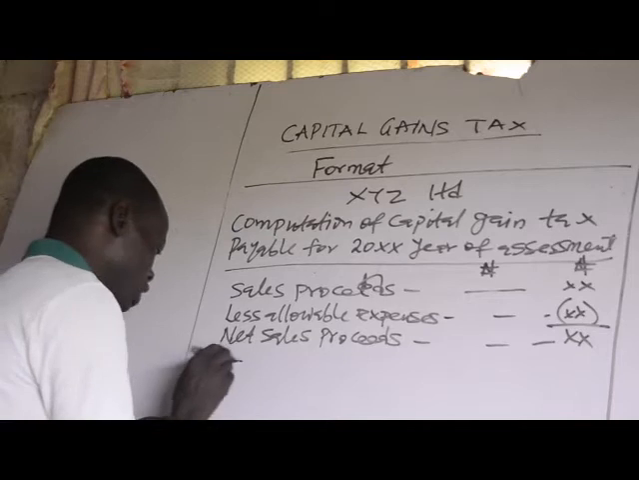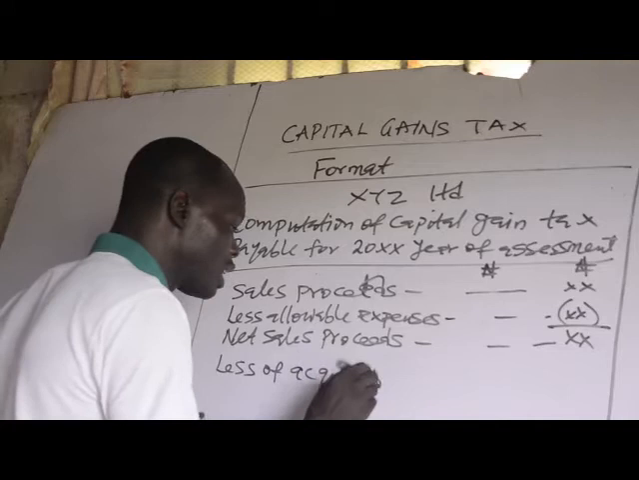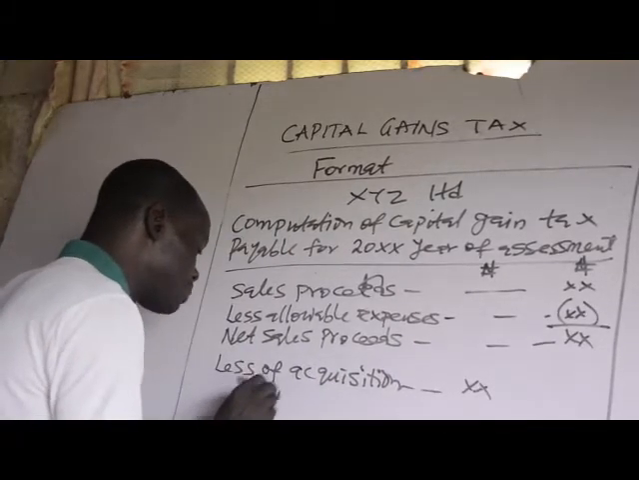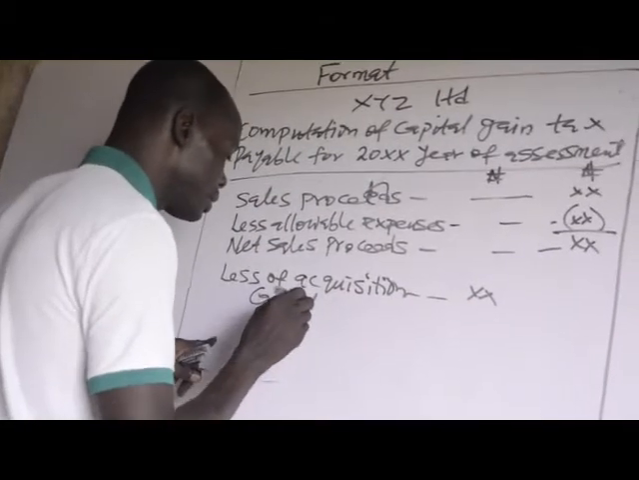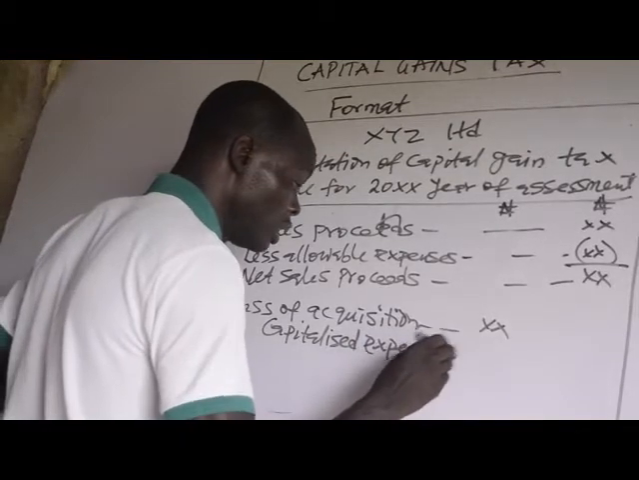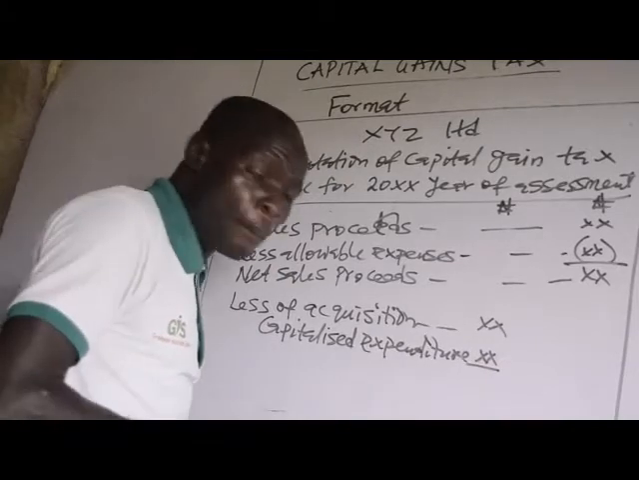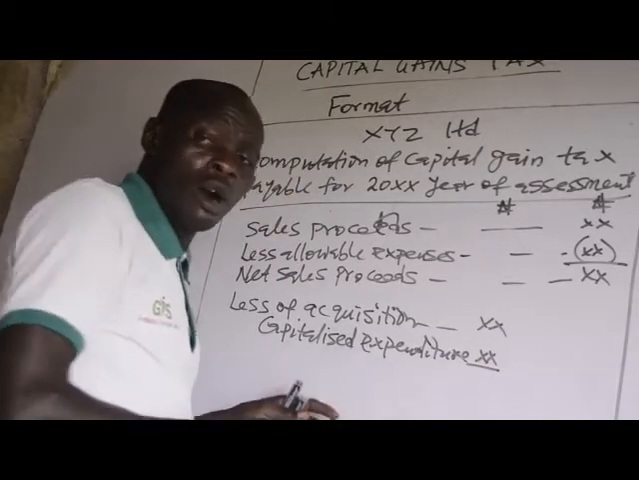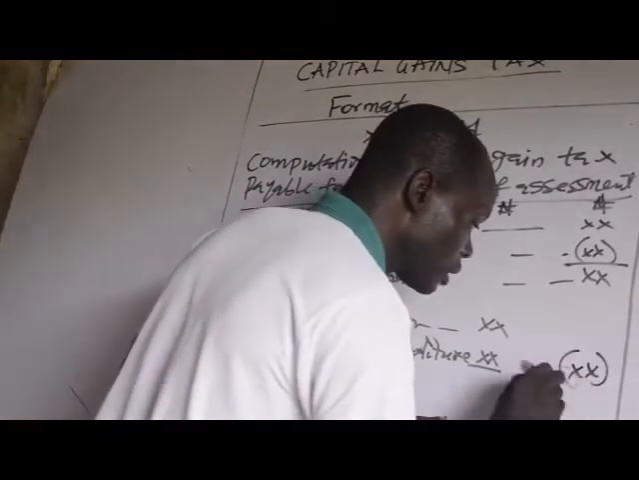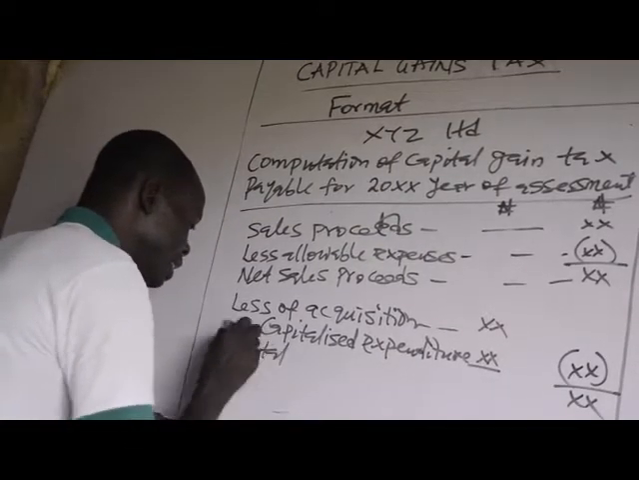After the net sales proceeds, you less the cost of acquisition. As part of the cost of acquisition, you have any capitalized expenditure. Those expenses incurred in connection with the acquisition of the asset that will help to improve the value of the asset. So, you deduct that, you arrive at the capital gain.